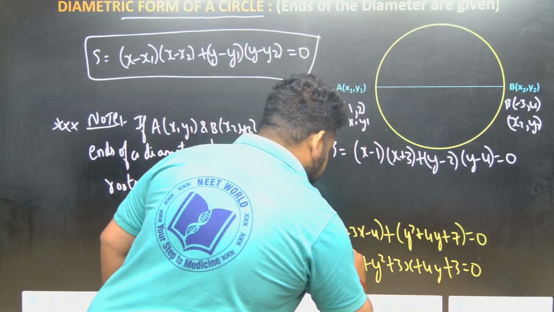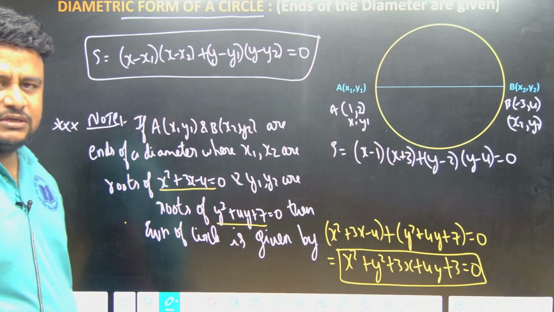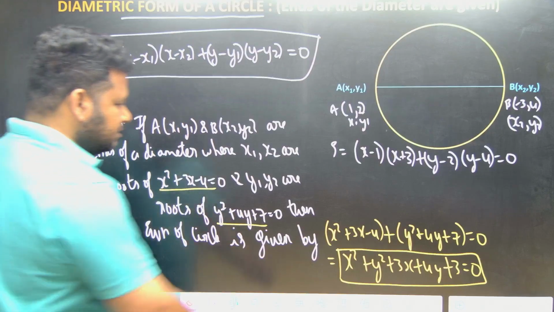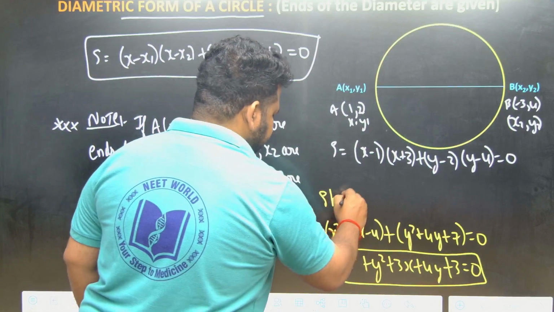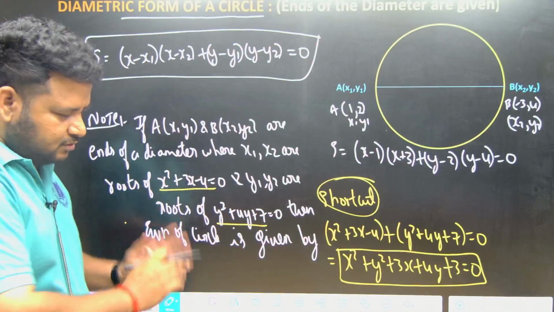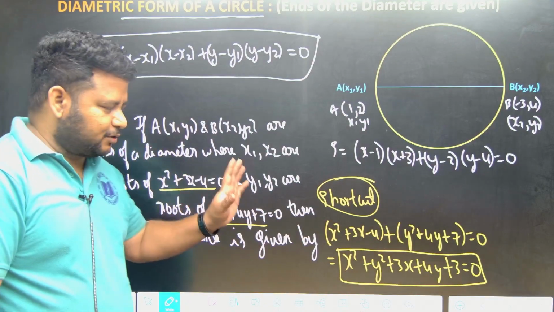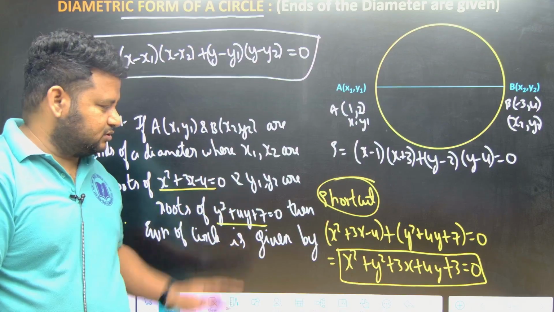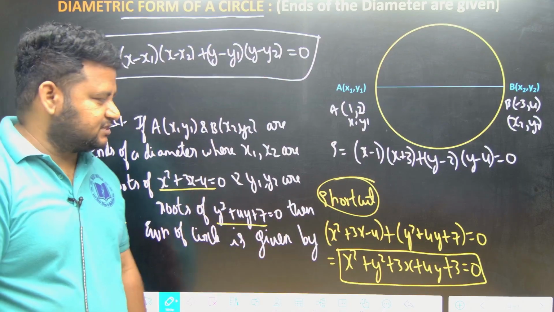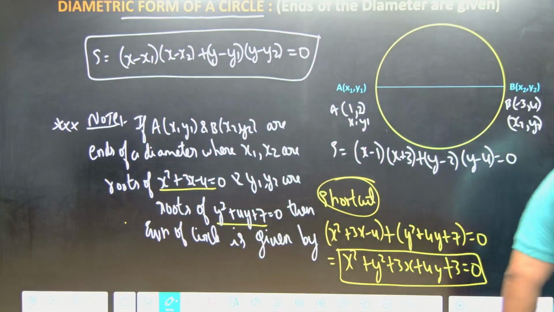So this is the diametric equation of the circle, when x1, x2 are the roots of one equation and y1, y2 are the roots of another equation. This is the shortcut we have to remember, very important. Just add the two equations, not the product, not the subtraction. You have to do addition. Add the two equations and simplify, and you will get the diametric equation of the circle. Clear friends? Very simple.